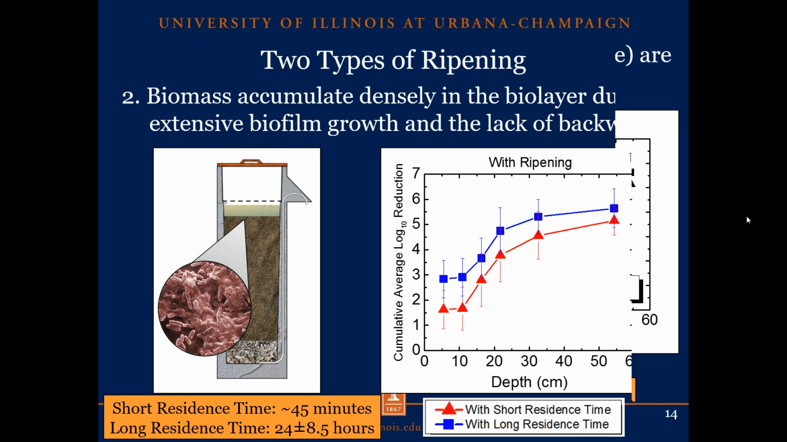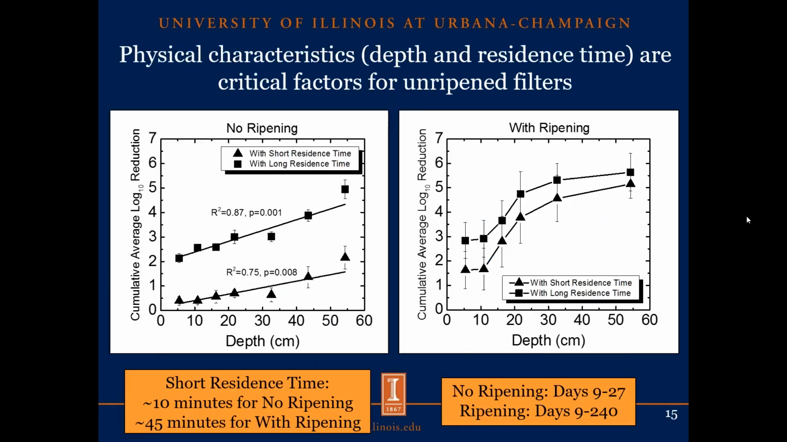The second type of ripening that occurs in the filter is where biomass accumulates densely in the biolayer due to extensive biofilm growth and the lack of backwashing. This type of ripening is really crucial for the efficiency of the filter, and we can see that through the figure on the right. So once again, this is cumulative average log reduction of MS2 versus depth and as a function of residence time.